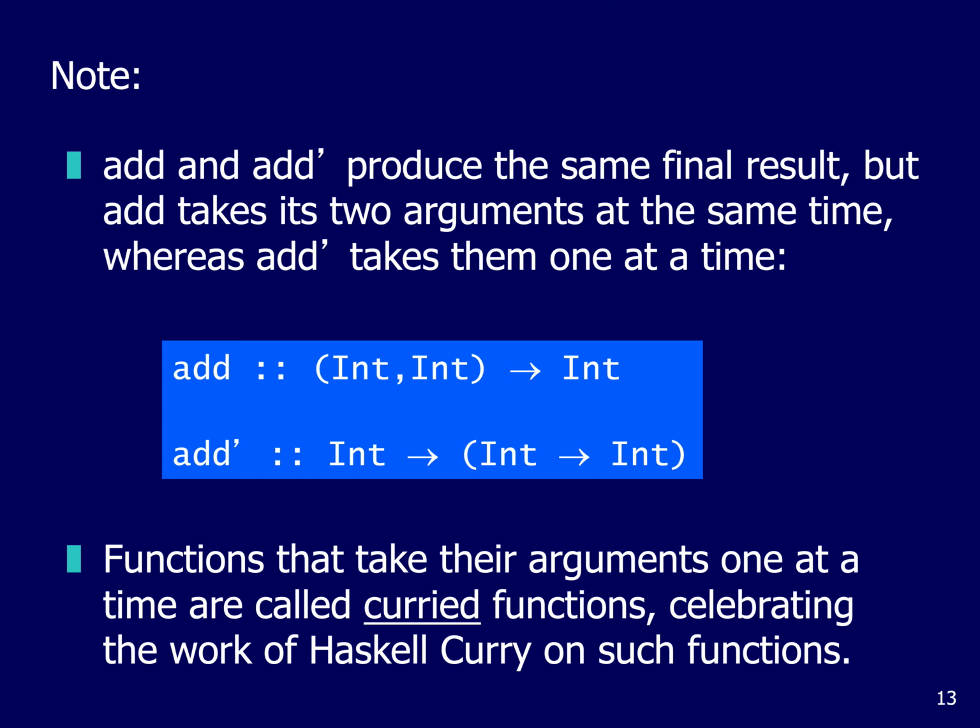The terminology here is that functions that take their arguments one at a time by using this trick of returning functions as results are called curried functions, and this celebrates the work of Haskell Curry, who was one of the original people who worked on these things. And Haskell Curry is also the guy who gives his name to the Haskell programming language.